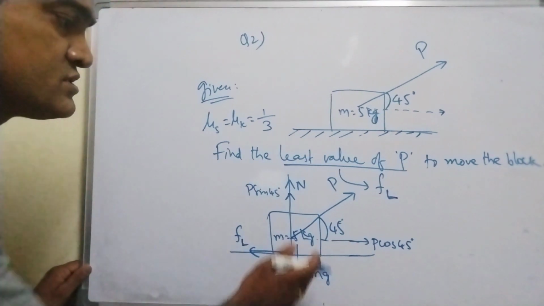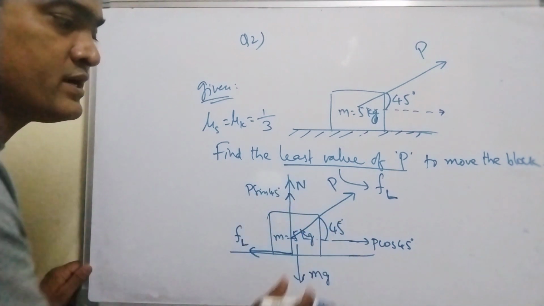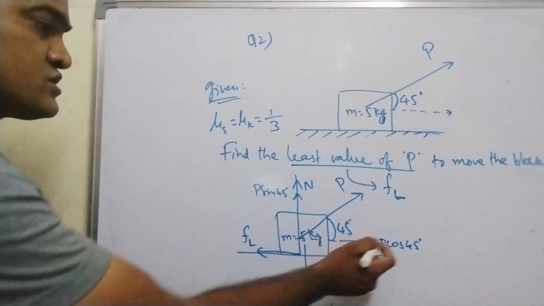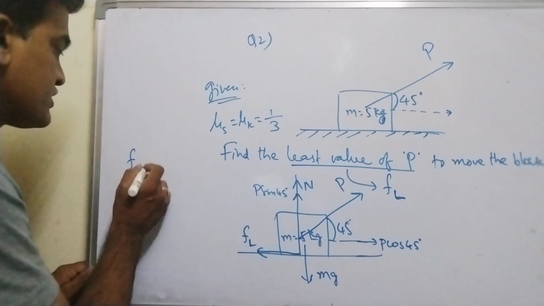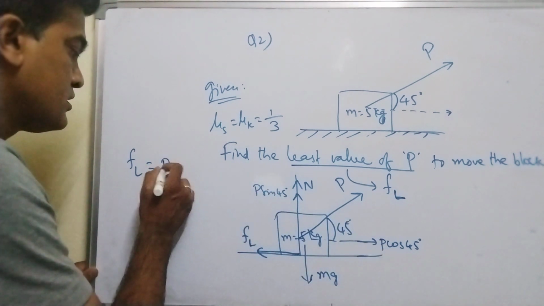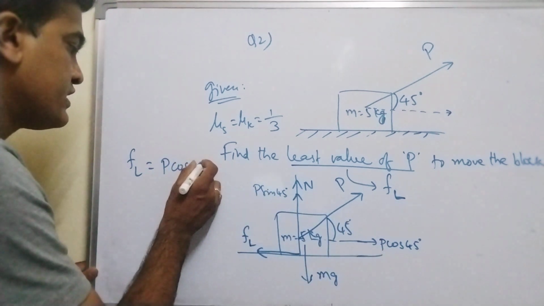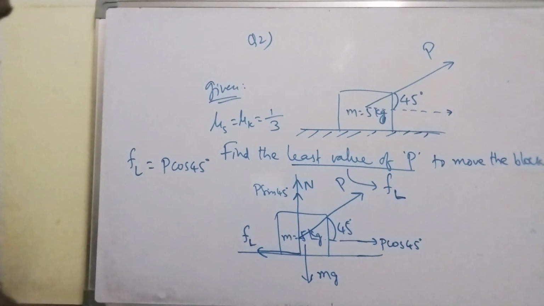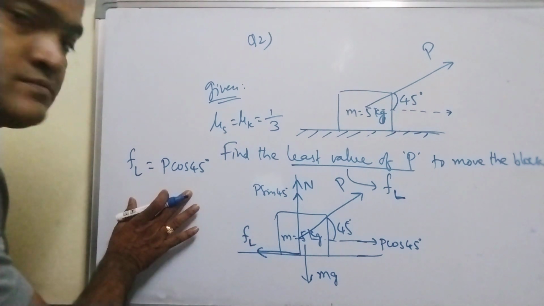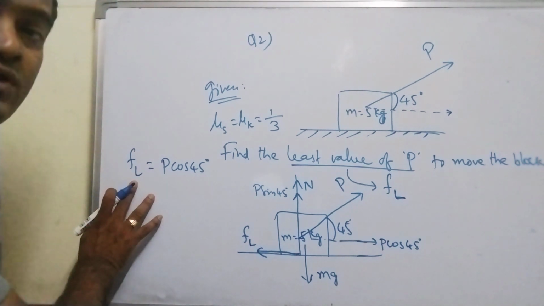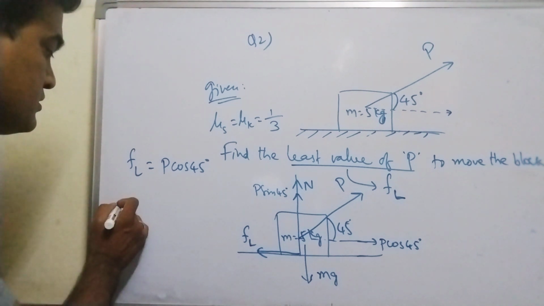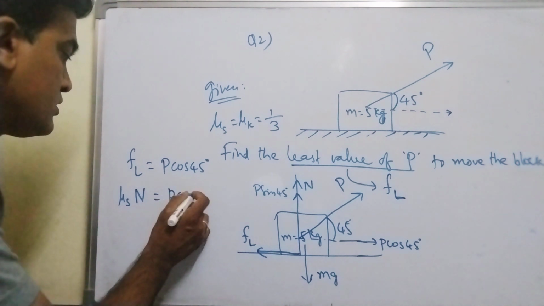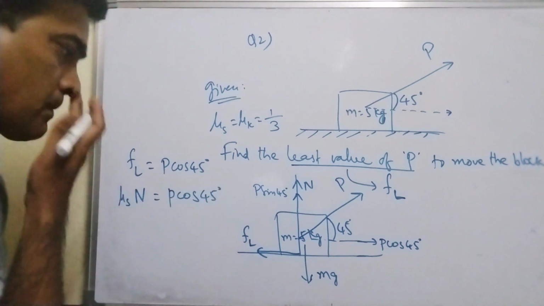Now how? After resolving this into components, which forces are balanced? Tell me. This limiting friction is equal to what? P cos 45 degrees. Right? Is it not? P cos 45 degrees. This is the condition. But what is the formula you have for limiting friction? Mu s into N is equal to P cos 45 degrees.